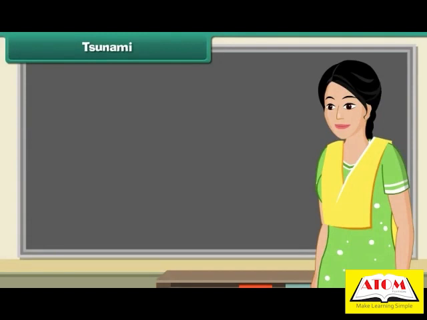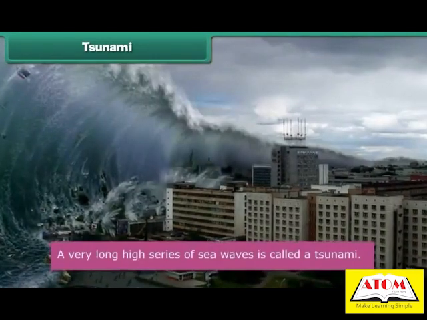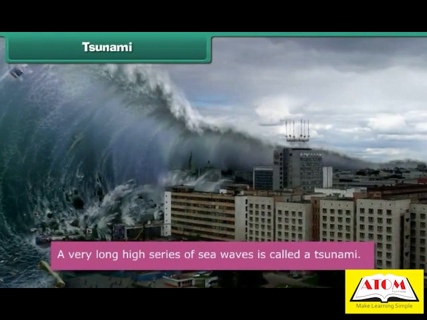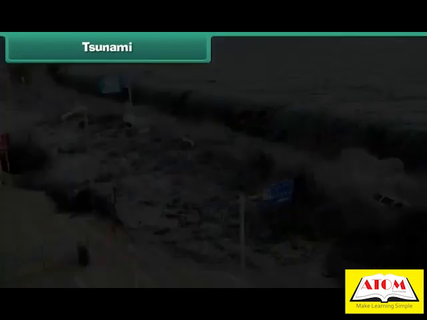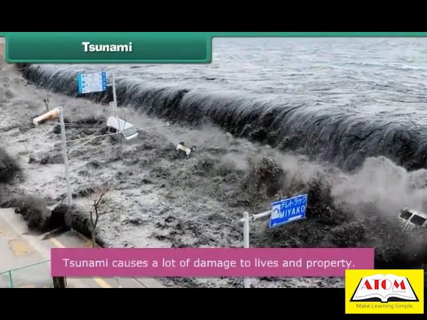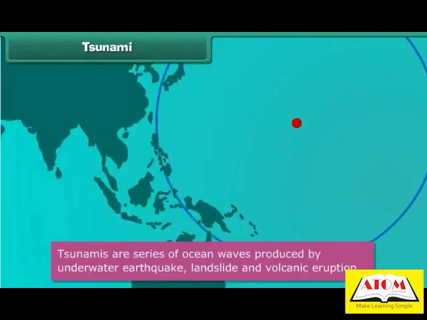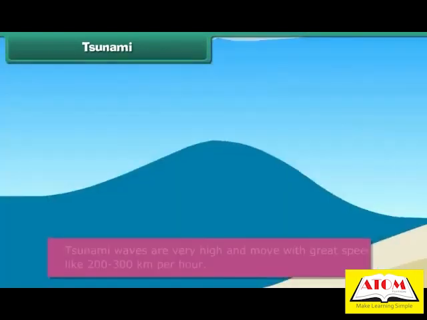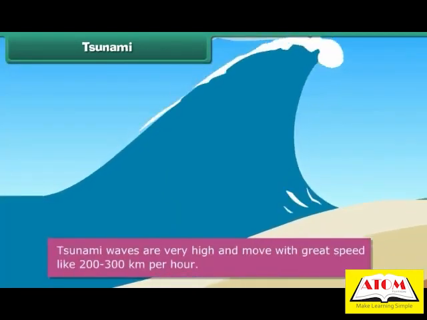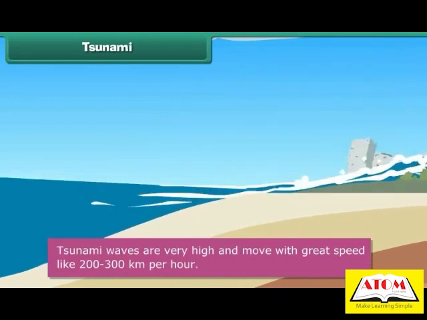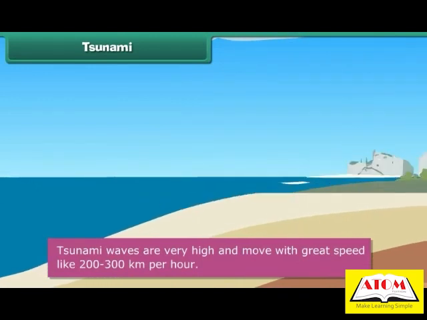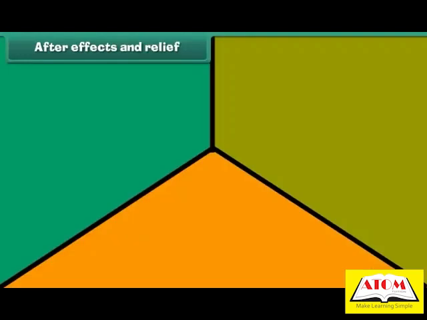Tsunami. Students, you must have heard about tsunami. A very long, high series of sea waves is called a tsunami. It causes a lot of damage to people and property near the sea. Tsunamis are a series of ocean waves produced by underwater earthquake, landslide, and volcanic eruption. These waves are 30 meters high and 200 kilometers long and travel at the speed of 200 to 300 kilometers per hour.